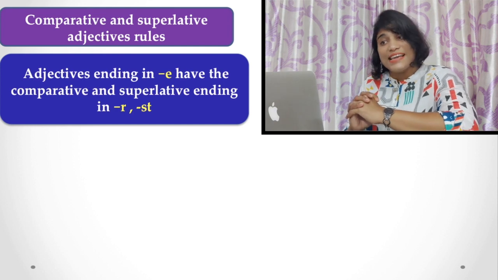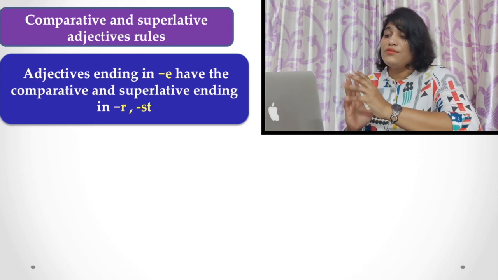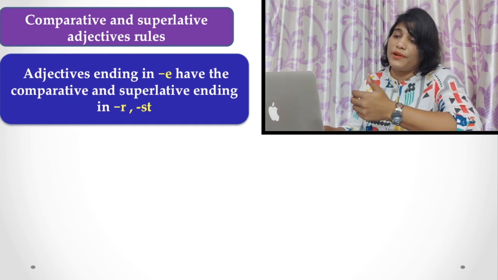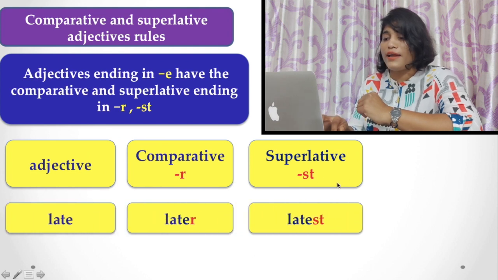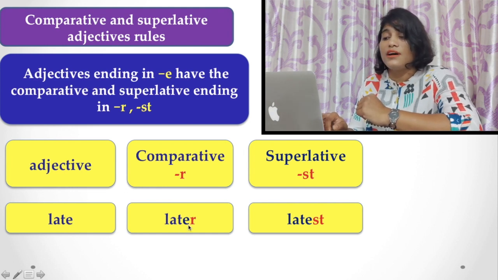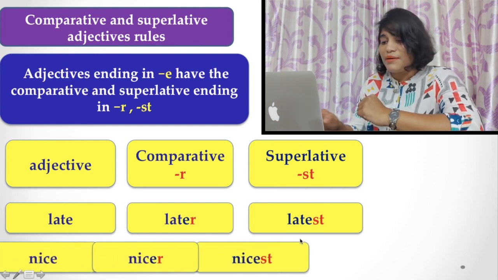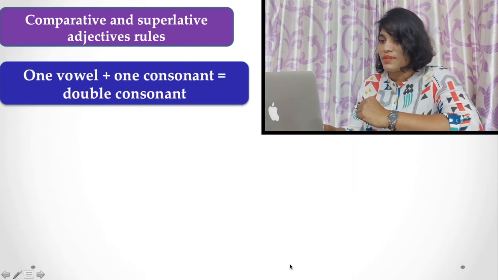Now, adjectives ending in "e" take "r" or "st" in the comparative and superlative degree. You do not have to add another "e" in the comparative or superlative degree. Let's see the example. Here you find "late". There is a final "e" in the word "late". So in the comparative degree it is "later" and "latest". Similarly, nice, nicer, nicest.